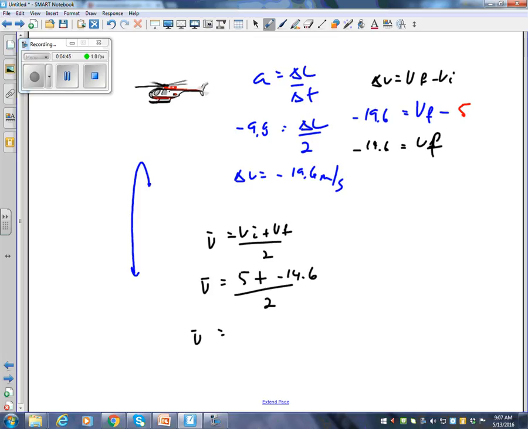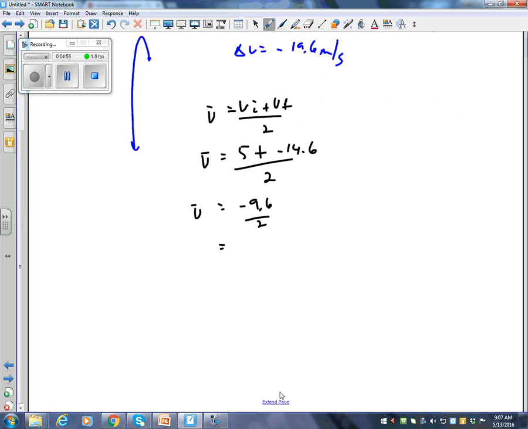5 plus minus 14.6 is going to be minus 9.6 divided by 2, right? Which is going to be what? minus 4.8 is the average, meters per second, correct.